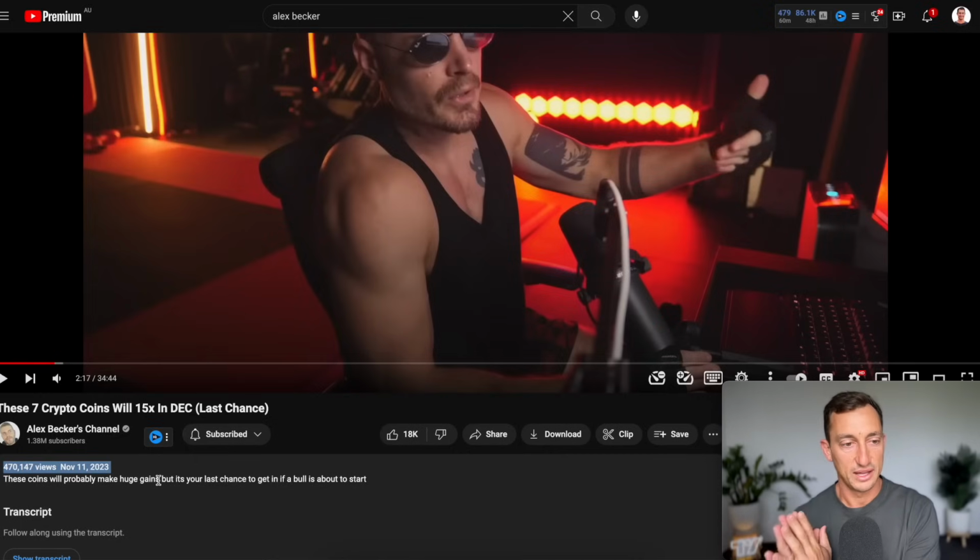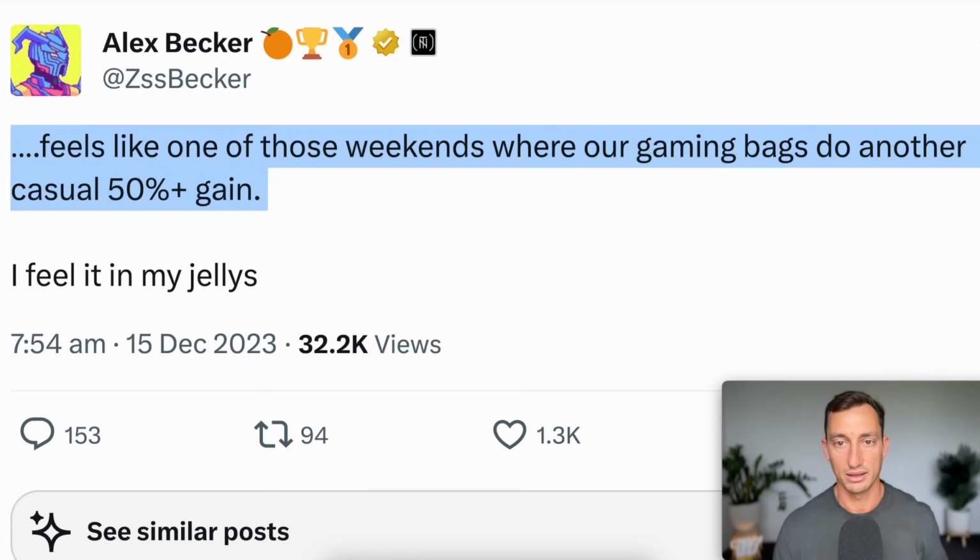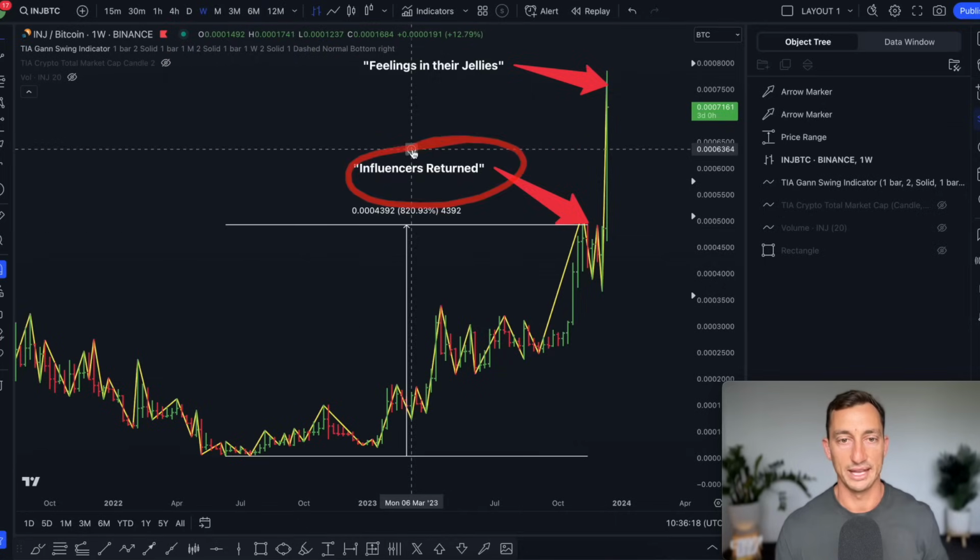In terms of picking the market sentiment, fantastic. Great leader in picking the sentiment. Comes back when the market is at its most extreme. And that was the point there, influencers return.